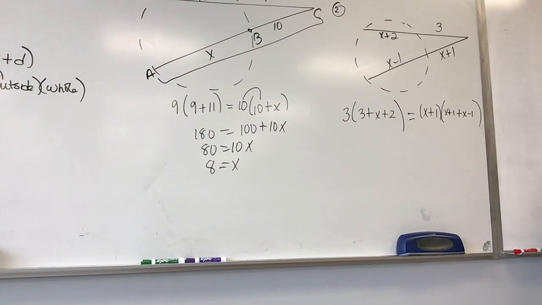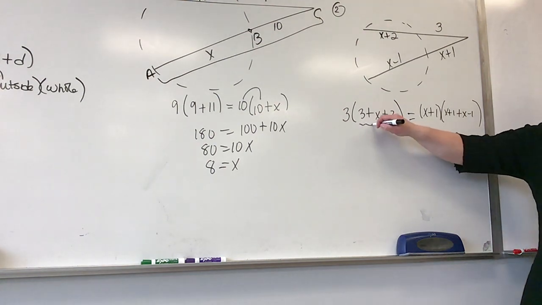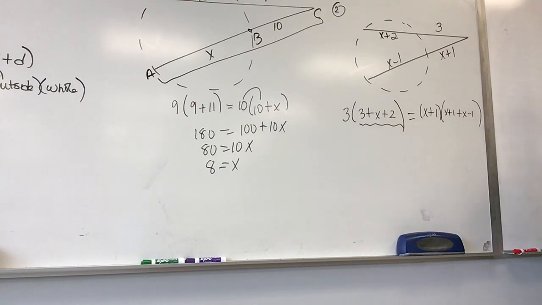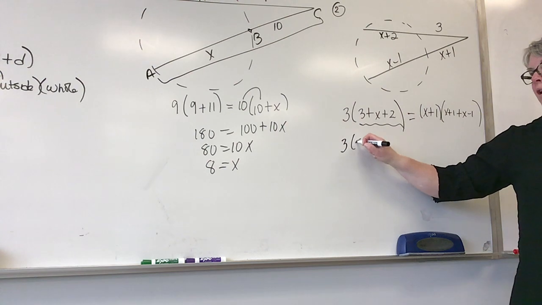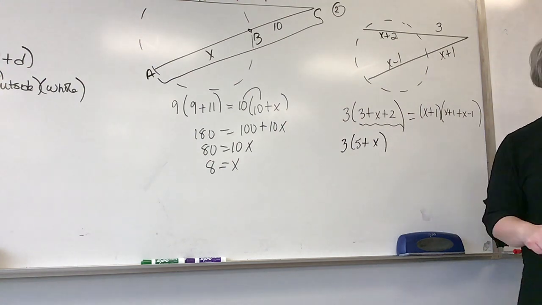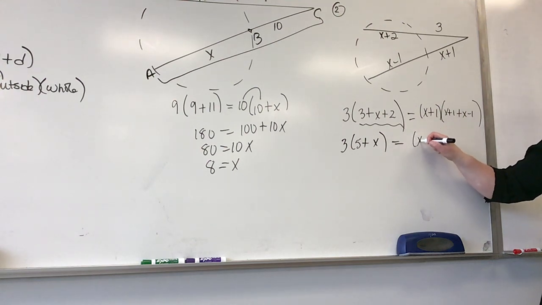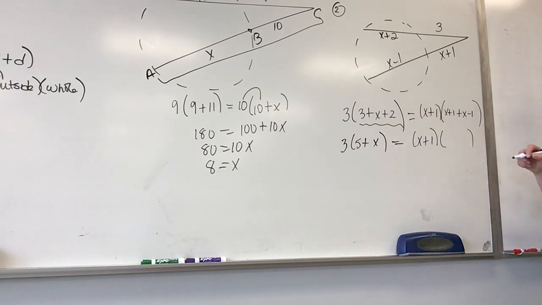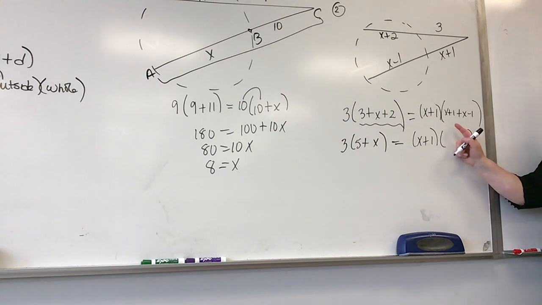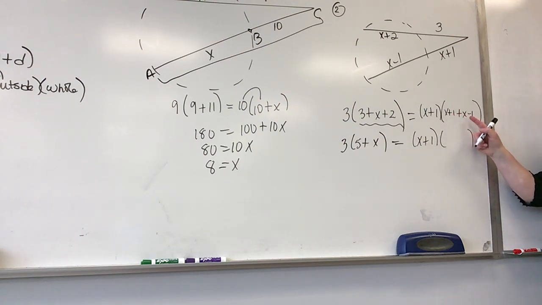Now you have a little cleanup work to do. Inside this parenthesis, what is a 3 and a 2? Those are the only thing you can add, so 3 times the quantity 5 plus x equals, I'll bring down the x plus 1. Now what happens when you clean this side up? You've got an x and a plus 1 and an x and a minus 1. The two ones go away. And what do you get?